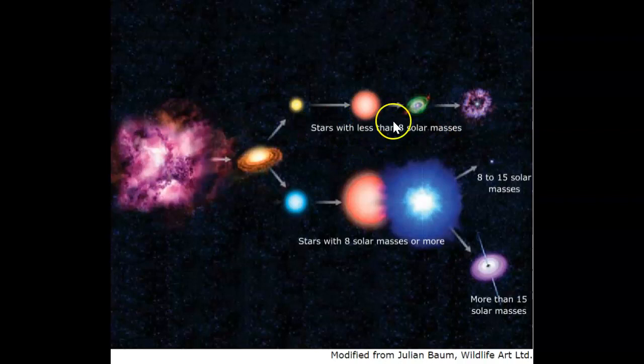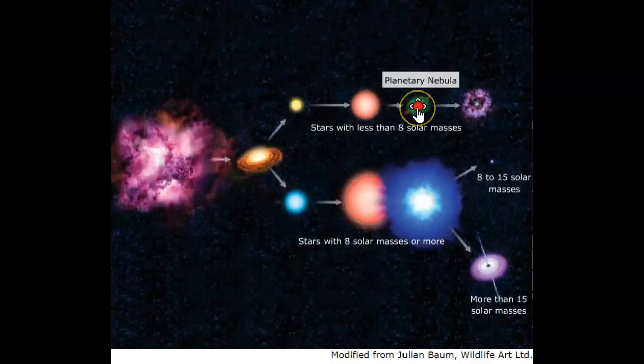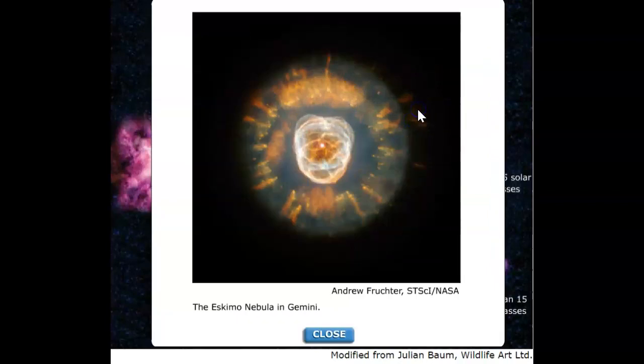For stars with less than 8 solar masses, you're going to see something that's a red giant. So here's the red giant Mira in the constellation Cetus. Then you're going to see a planetary nebula after that. At this point you're having fusion occurring in the center of the star. Once the red giant is expanding, it's cooler than the main sequence star. As it's expanding, these outer layers are going to start going away, and you're going to get a planetary nebula. People refer to these often as God's eyes. And so you'll see here's the planetary nebula.